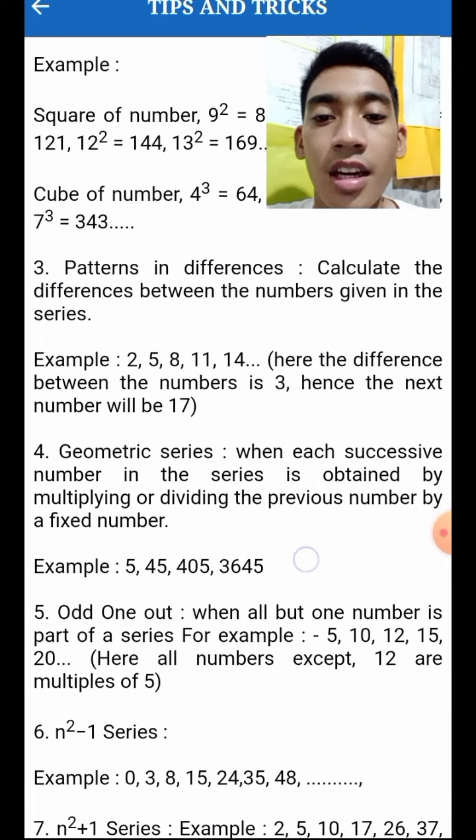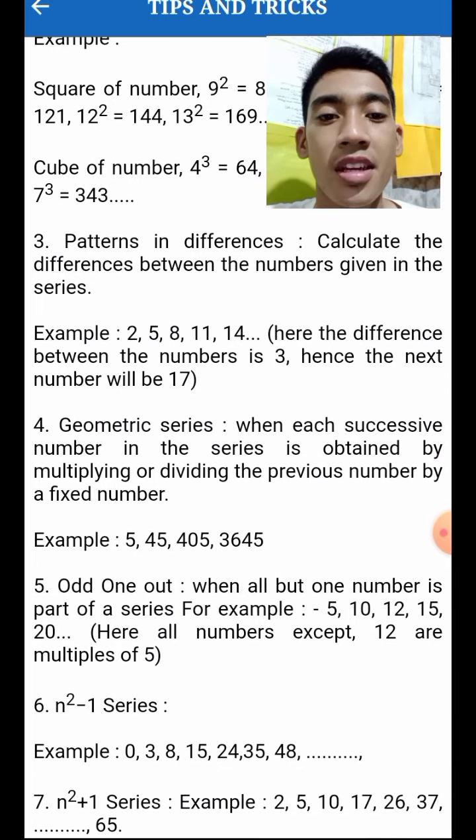That's it. Patterns in differences. Calculate the differences between the numbers given in the series. For example, 2, 5, 8, 11, 14. Here, the difference between the numbers is 3. The difference between 2 and 5 is 3, 5 and 8 is 3. Hence, the next number will be 17.